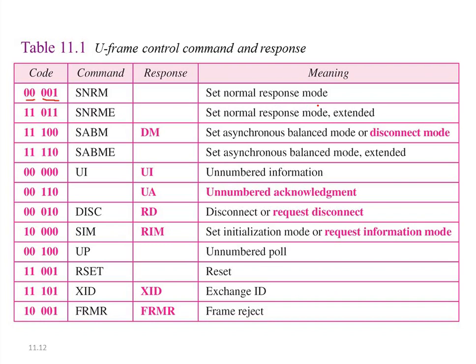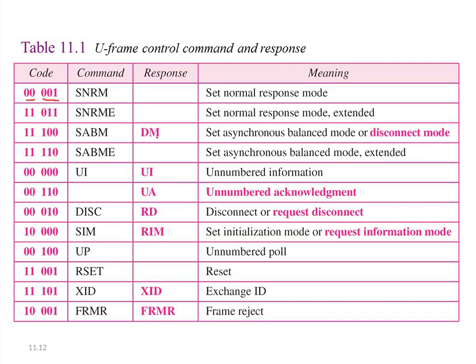We have already seen what is meant by normal response mode and everything like that. Then this is 11 and 011, then set normal response mode extended. This is a command and this is the response you are getting. So you can see the command as well as the response and what it means. If this is 11 and 100, then set asynchronous balance mode, or the response is disconnect mode. So this is the response from the receiving end, disconnect.